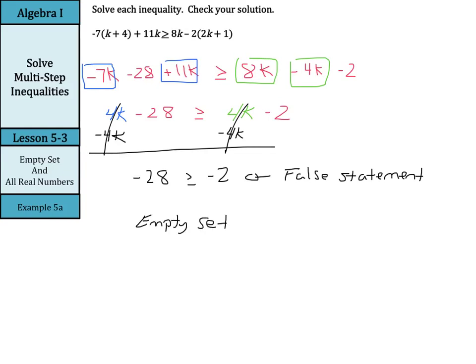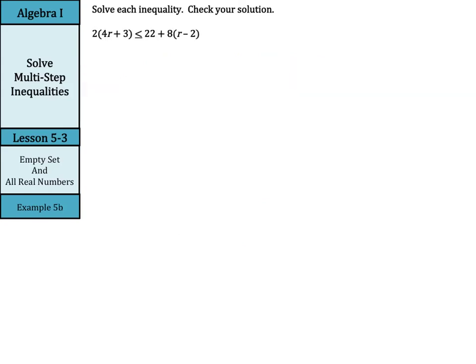And the symbol we have for the empty set is kind of like an ovalish thing with a line through it. And that's the solution. It's the empty set. And with the empty set, there is no need to check our solution. You certainly could. You could put any number in, but you'll get false every time.